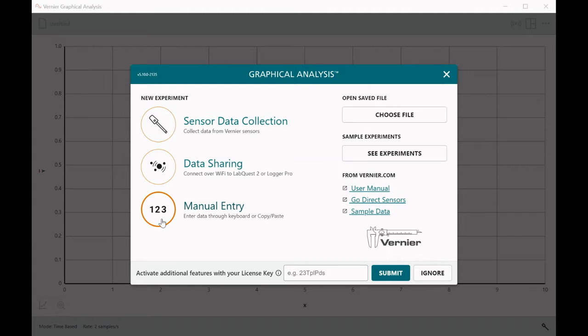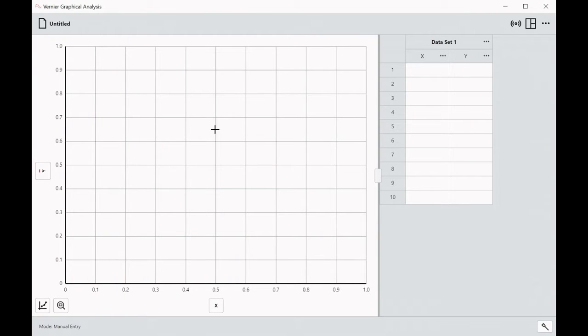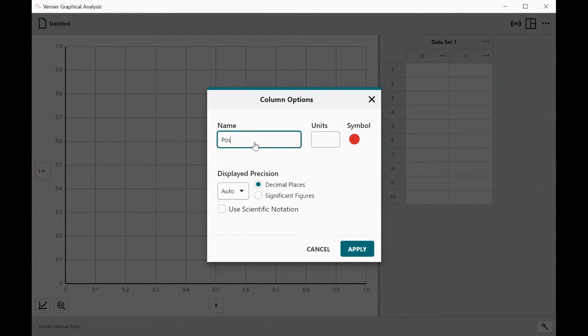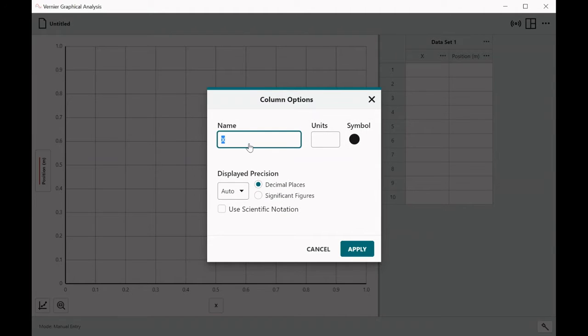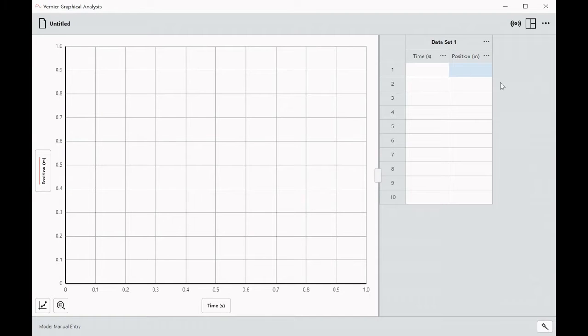Okay, so I'm going to choose manual entry here. And I'm going to set up my table here on my y-axis. We're going to put the position, and we measure that in meters. On the x-axis, we're going to put the time, and we've measured that in seconds. And then my positions, which were already filled out in your data table, were 0.2 meters, 0.4 meters, 0.6 meters, 0.8 meters, 1.0, and 1.2.